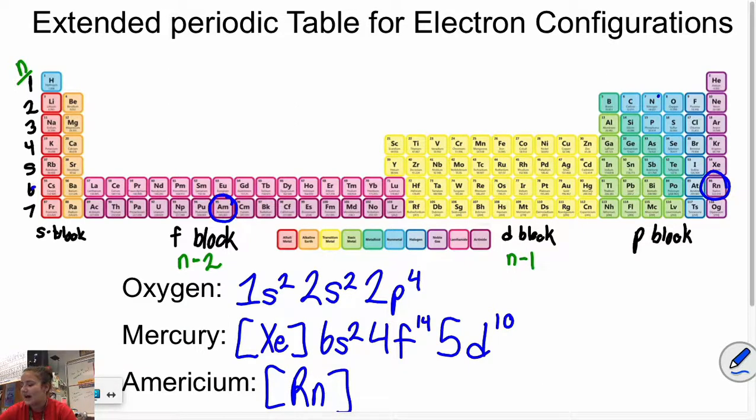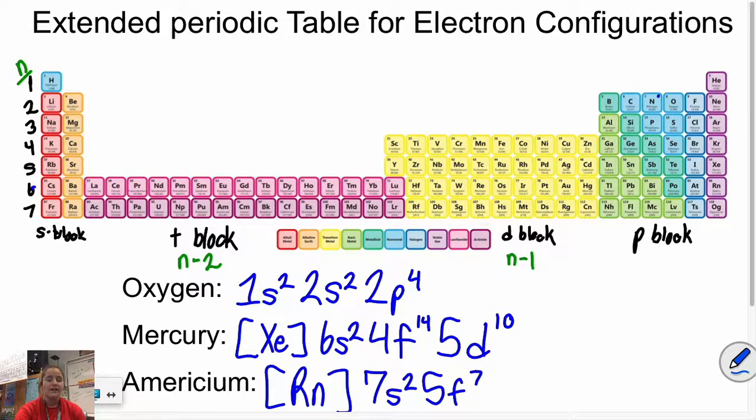Plus it has 7s2, 5f, 1, 2, 3, 4, 5, 6, 7. Oh, I'm so sorry, that is my bad, not 5d, 5f7. Okay, so we're going to look a little deeper at each of these electron configurations and see if we can use them to determine other things about the elements.